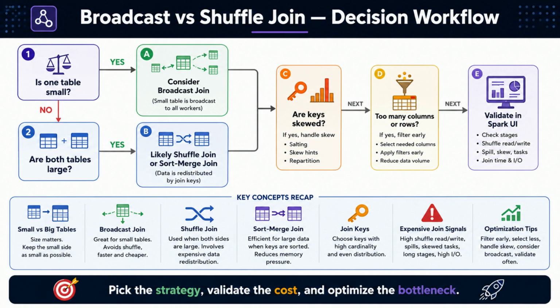Next, ask whether the join keys are skewed. If they are, handle skew with salting, repartitioning, skew hints, or other techniques. Then check whether there are too many columns or rows. Filter early, select fewer columns, and reduce the data volume. Finally, validate in Spark UI. Check stages, shuffle read and write, spill, skew, task time, and overall input and output. Pick the strategy, validate the cost, and optimize the bottleneck.